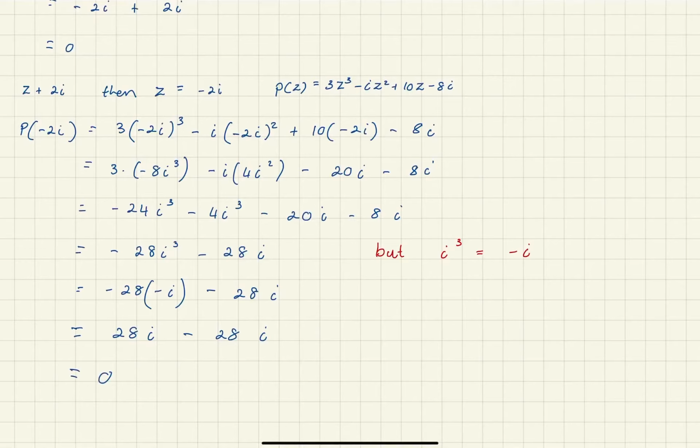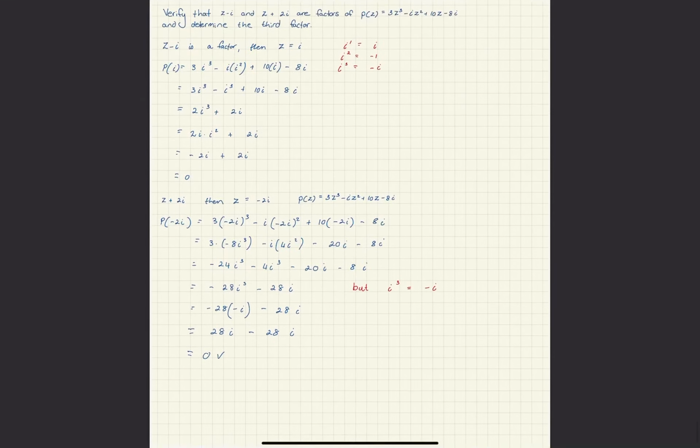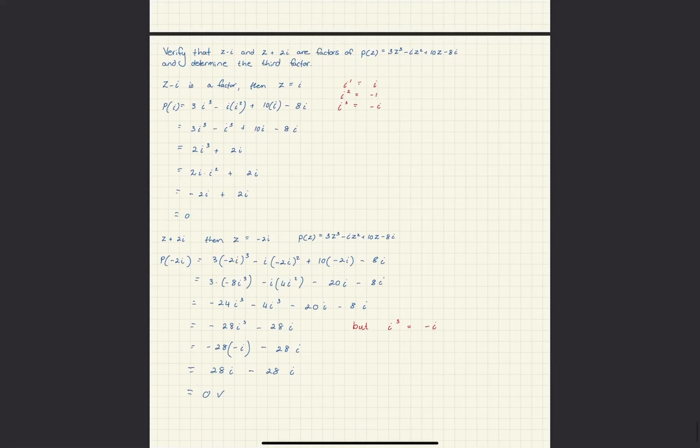Okay, so this is also a factor. Again, we've used this property of i cubed. What is i cubed? i cubed is actually the same as writing negative i, so we can rearrange that and show that this is indeed a factor. Alright, so that's the first part of the question done. We've verified that z take i and z plus 2i are factors of this, but now let's determine the third factor.